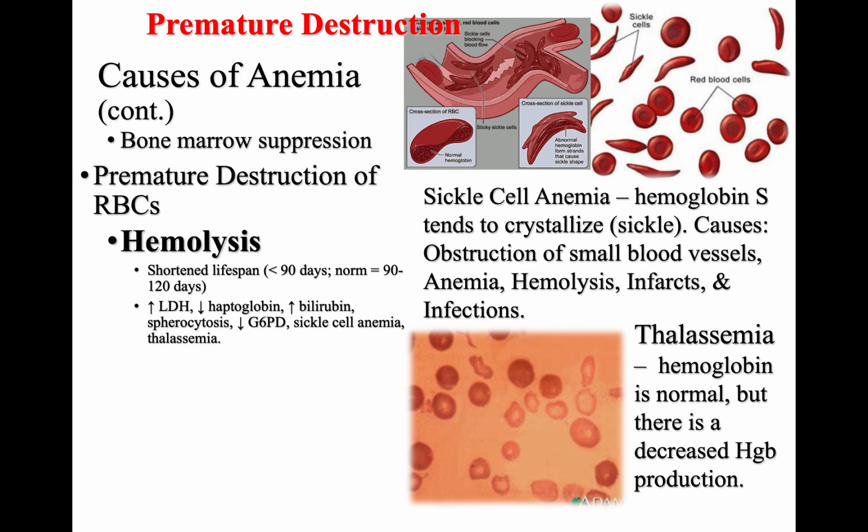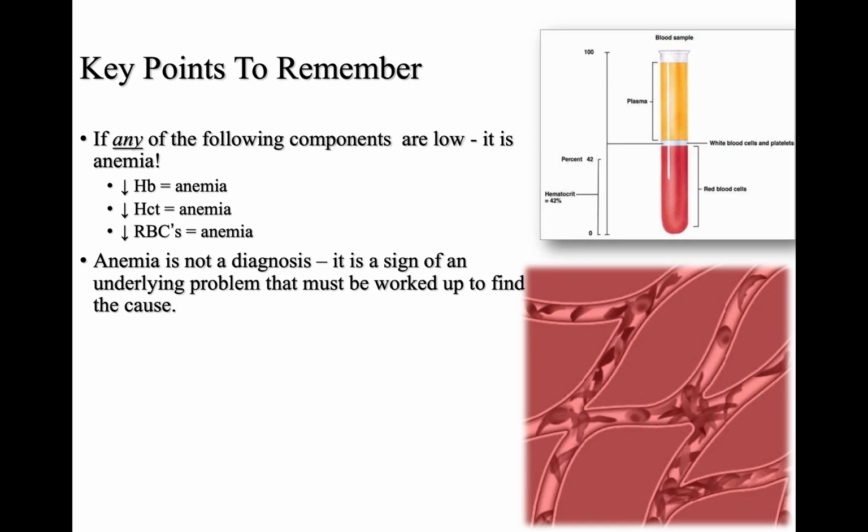Thalassemia is where the hemoglobin is normal, but there is a diminished hemoglobin production. So in these, the cells are fairly decent size, but we're missing the hemoglobin. So again, a form of anemia. And all of this has to do with premature destruction.